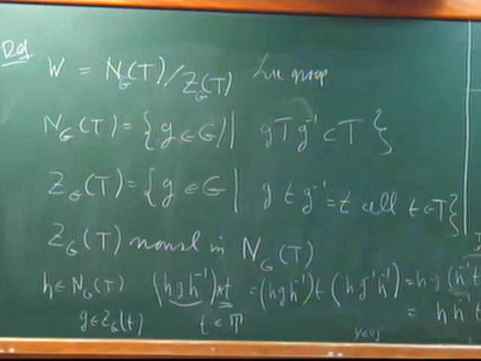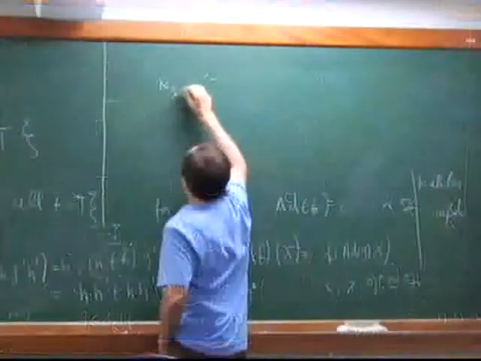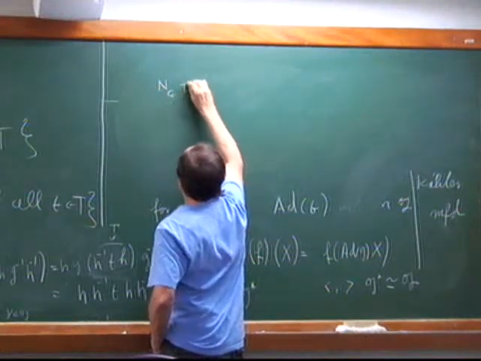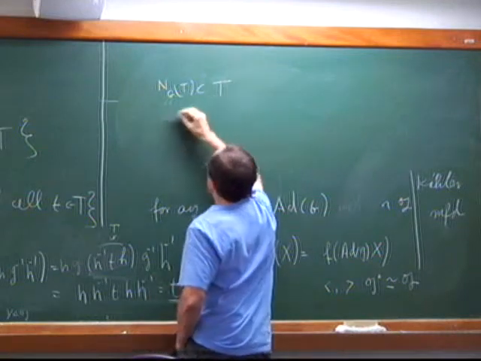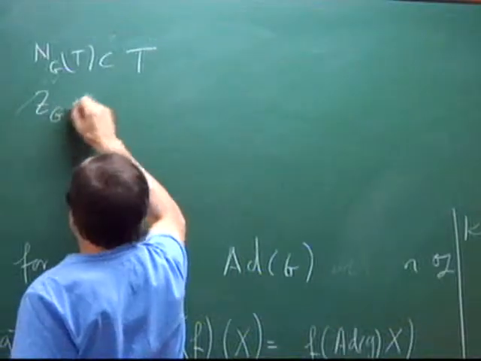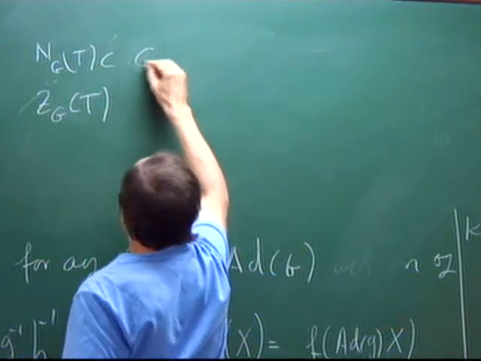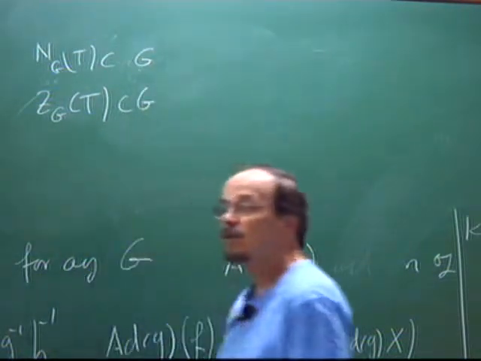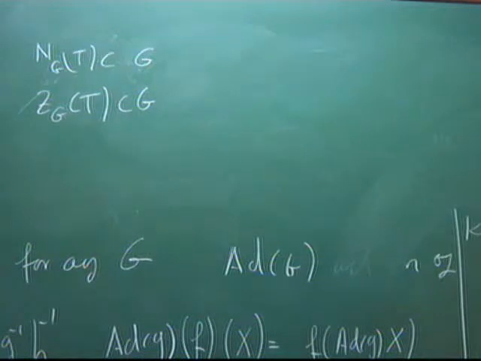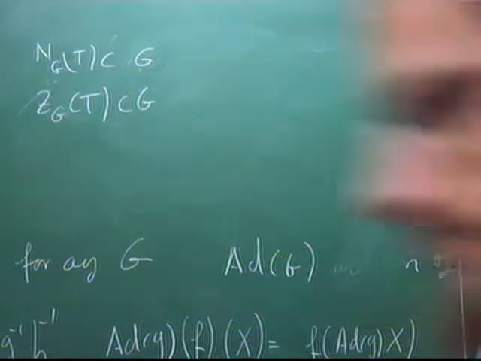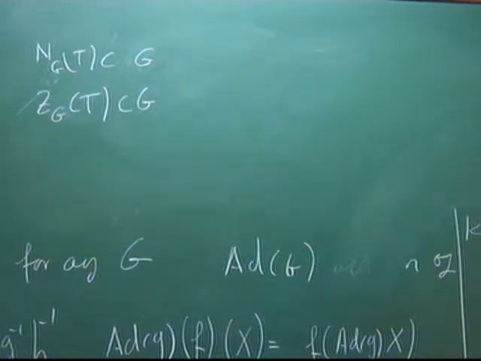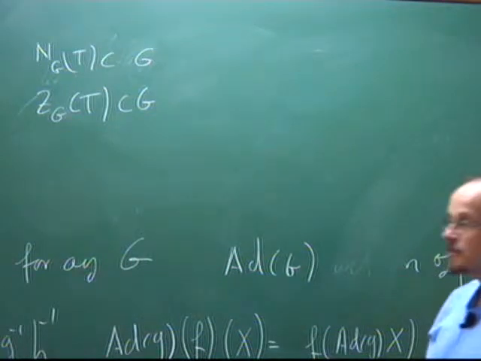Well, what can I say about these subgroups? I have the normalizer of T inside G, and I have the centralizer of T inside G. What kind of subgroups are they? Why are they Lie subgroups? The centralizer is clearly closed. Right. And the normalizer? It's not so clearly closed, right?